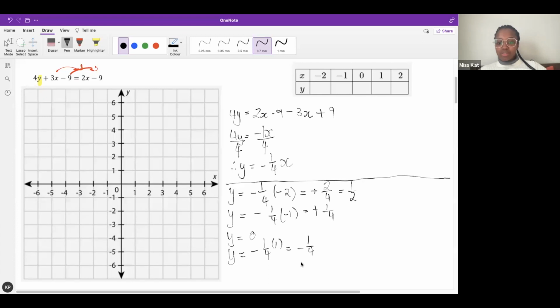So this will be negative a quarter. And finally, I'm substituting my 2. Negative 1 over 4 times 2. It's going to be negative 2 over 4, which is negative a half.